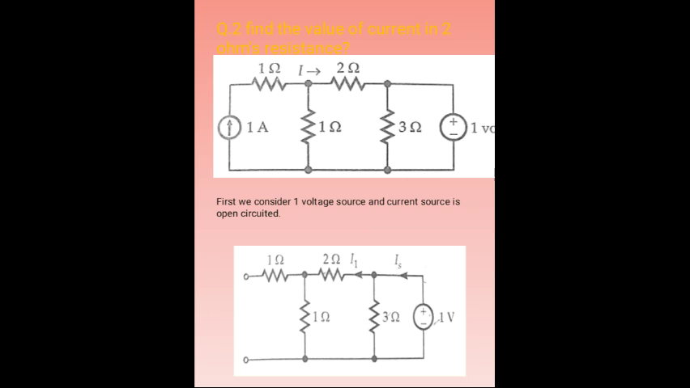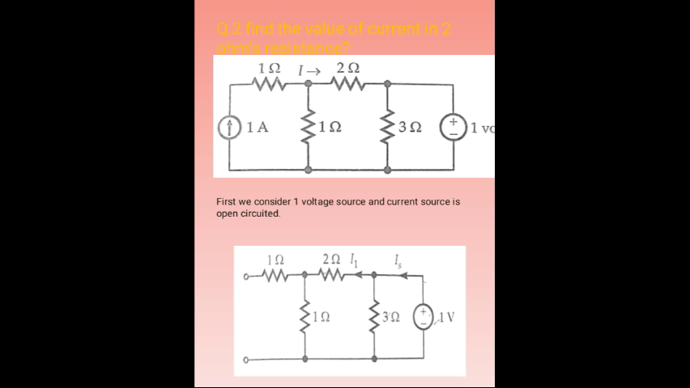Now we take an example to understand this theorem. In the given example, find the value of current in 2 ohm resistance. So first of all, we see that there are two sources in the given network. One is a current source of 1 ampere and second is a voltage source of 1 volt. So according to procedure, first we remove the current source from the circuit and we find the value of current I1 due to the source of 1 volt in 2 ohm resistance.